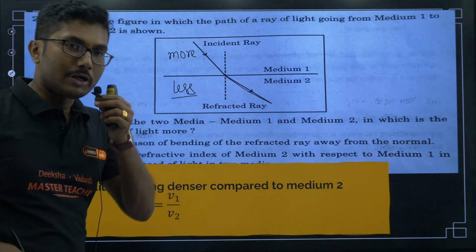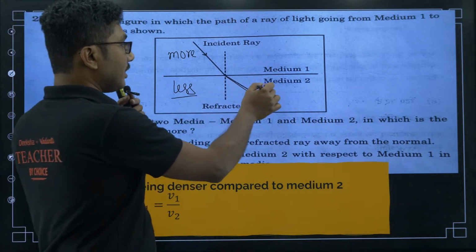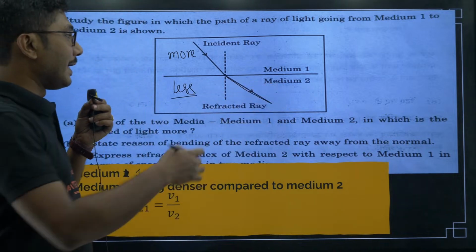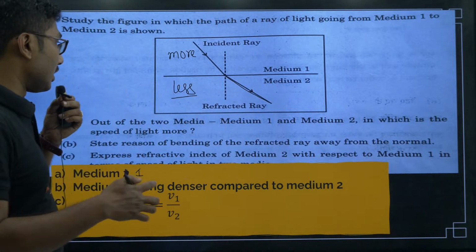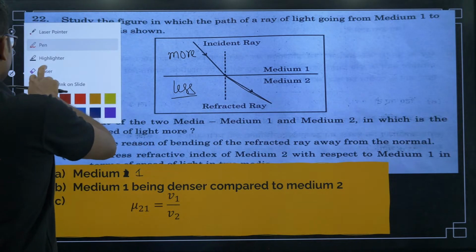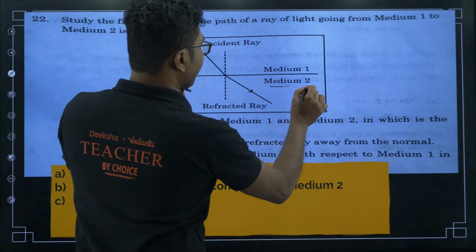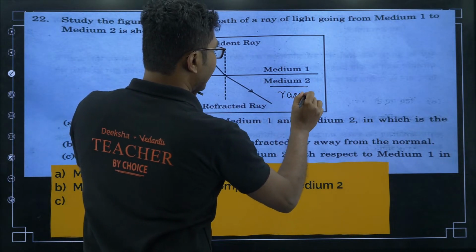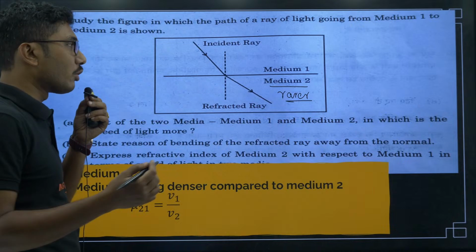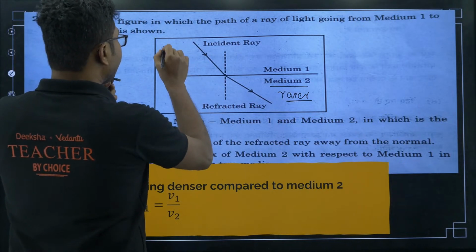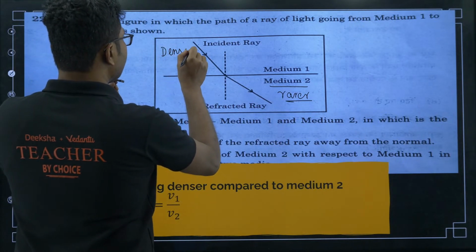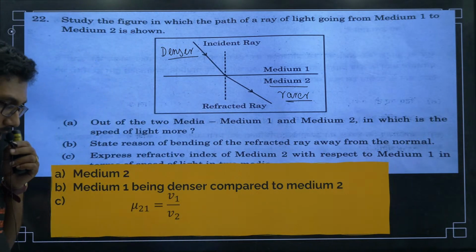Bending away from the normal only happens when the medium is rarer. So rarer means the speed of light is more. Yes, correct. So this is basically the correct answer. The speed of light is more in the rarer medium. So in a rarer medium, the speed of light is more. This is a denser medium. So in a denser medium, the speed of light is less, right? That is a thing that we know.